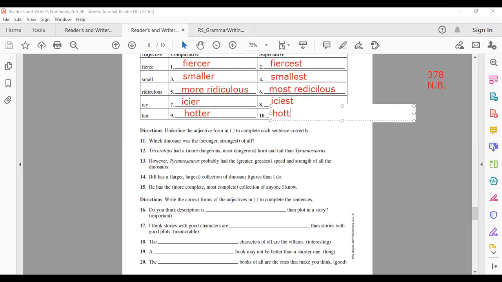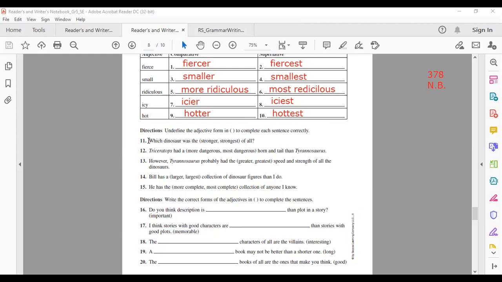Hottest. Excellent job, and you are the hottest in the class. Excellent job, my girl. And then we have number 11. Underline the adjective from the brackets to complete each sentence correctly. Let's go first with Mariana. Mariana, are you there? Okay, Mariana. Number 11. Read and give me the correct one.